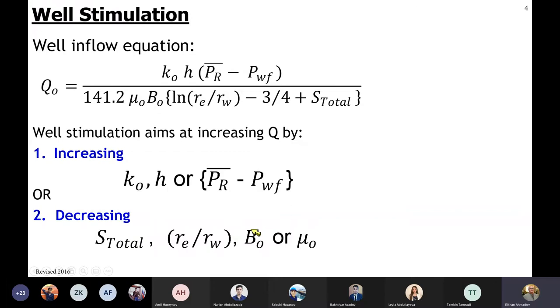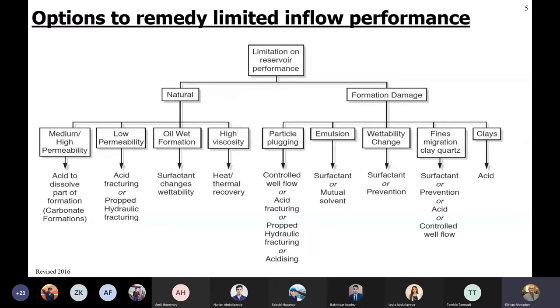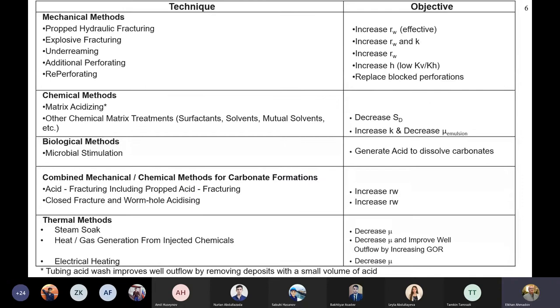This is some kind of flowchart of limited methods for limited inflow performance. This is a short list of stimulation techniques, including propped hydraulic fracturing, explosive fracturing, underreaming, additional perforations, chemical methods, biological methods, and some other thermal combined methods. These are all in your book, so you can go through them.